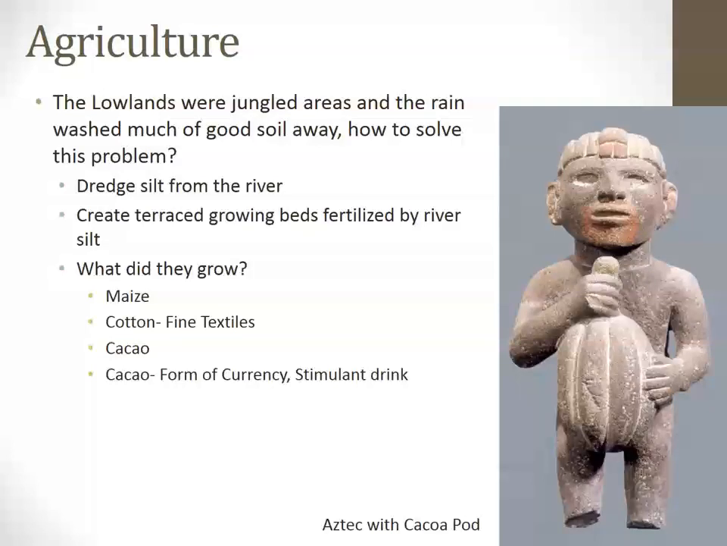They grew maize, they grew cotton, they harvested cacao. Cacao, or cocoa, if you will, is an absolutely vital commodity for these people. It created a stimulant drink that was very popular. And it was also in some cases a form of currency.